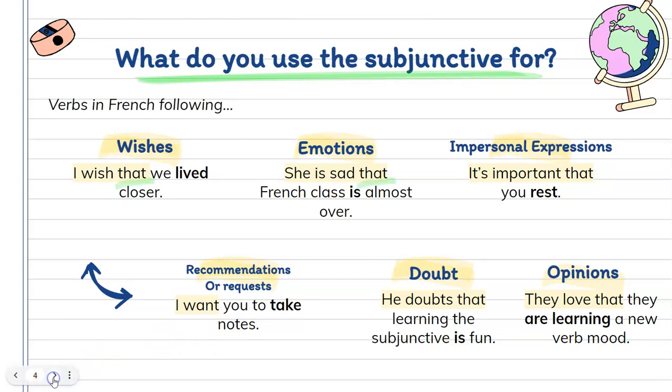You're probably noticing a theme emerge of one key word that signals the subjunctive very often. We have that come up a lot, right? So you'll notice there's a phrase, then there's that, and then the next piece is what would be in the subjunctive in French typically.